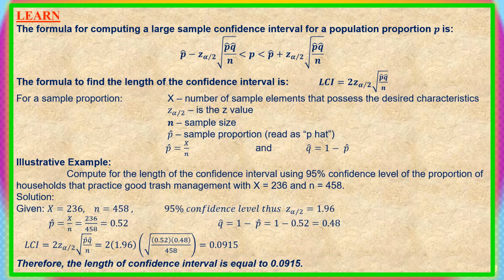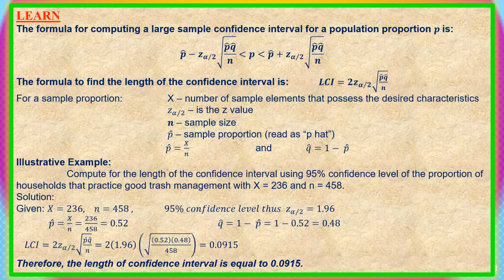For your p hat, that is x over n. So you have 236 divided by 458, and that is equal to 0.52. Our q hat is equal to 1 minus p hat, which is 1 minus 0.52. That will give you 0.48. So our LCI is 2 times z sub alpha over 2 times the square root of p hat times q hat over n. Substituting the given values, you have 2 times 1.96 times the square root of 0.52 times 0.48 divided by 458.